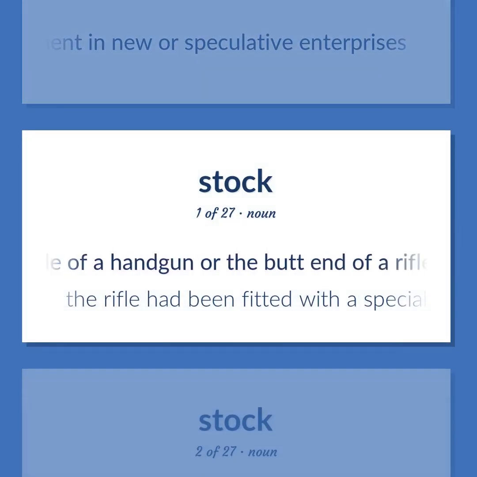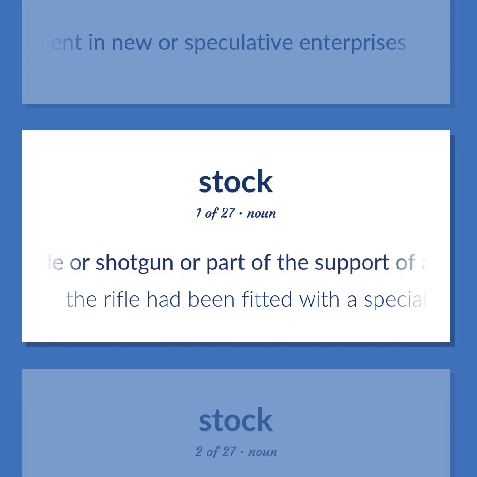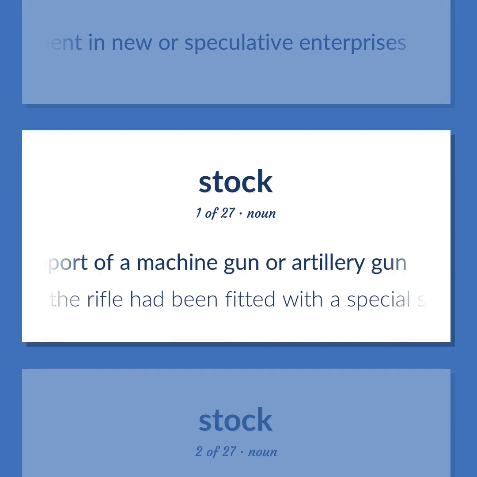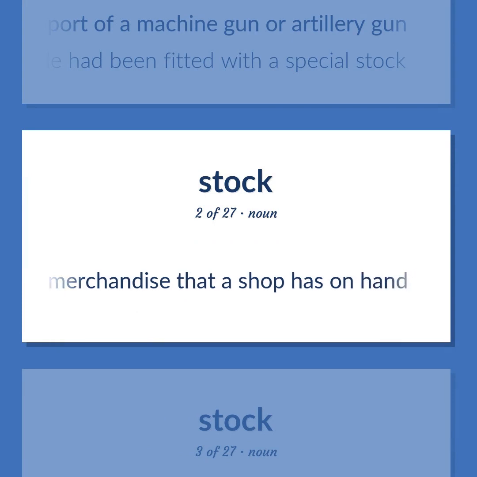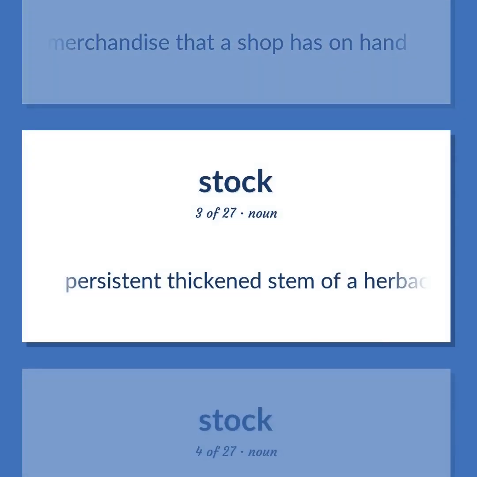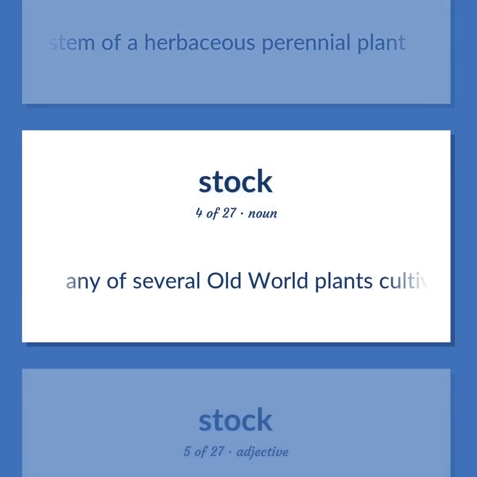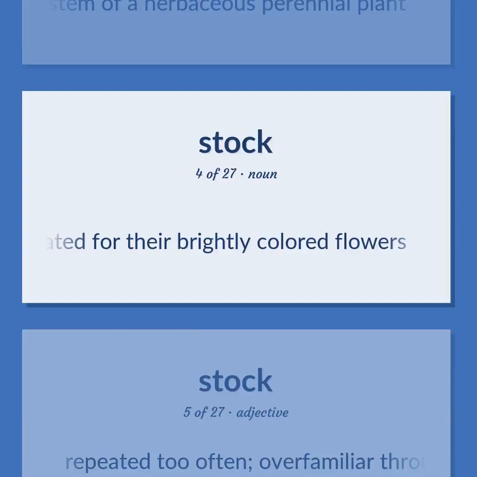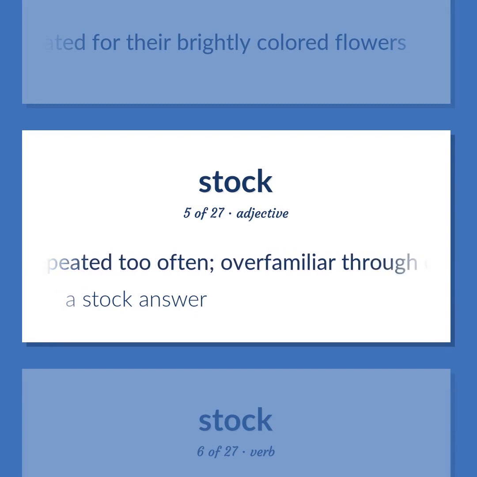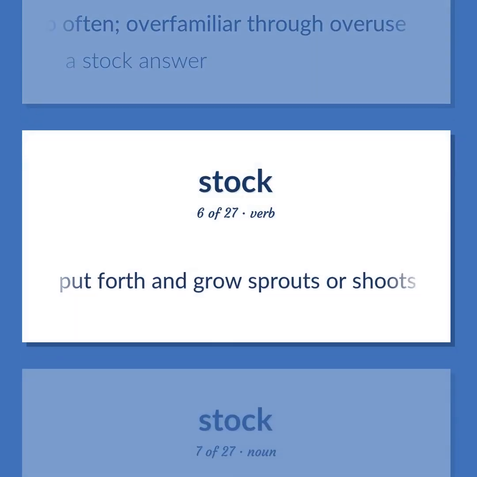The handle of a handgun or the butt end of a rifle or shotgun are part of the support of a machine gun or artillery gun. The rifle had been fitted with a special stock. The merchandise that a shop has on hand. Persistent thickened stem of herbaceous perennial plant. Any of several Old World plants cultivated for their brightly colored flowers. Repeated too often, overfamiliar through overuse. A stock answer. Put forth and grow sprouts or shoots.